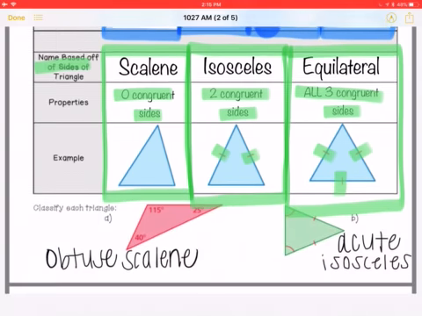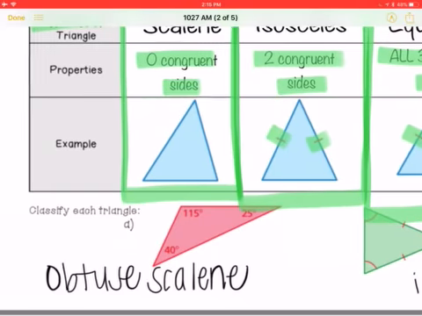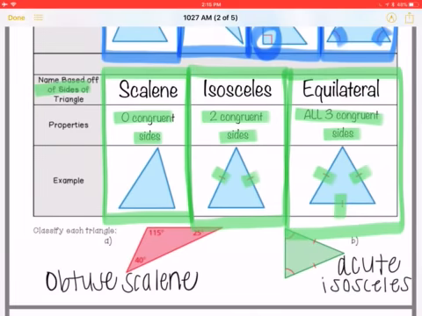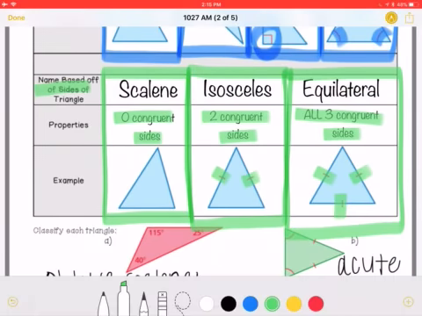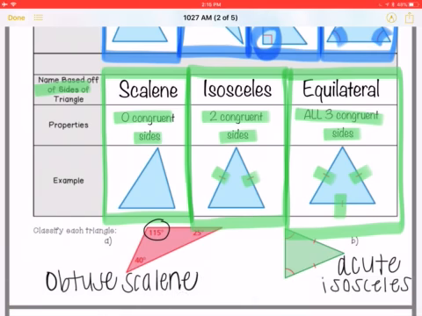So let's do some examples here. First one, we have this pink triangle here. We have a 115 degree, 40 degree, and a 25 degree angle. So first look at the angles. I notice that this is an obtuse angle. So that means I'm going to identify it as an obtuse triangle.